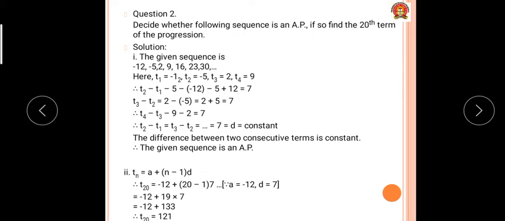Now decide what the question is. Read. Listen, for 2 marks, 1 mark is for this step and 1 mark for this step. So the steps are very important. Decide whether the following sequence is an AP. If so, find the 20th term of the progression.